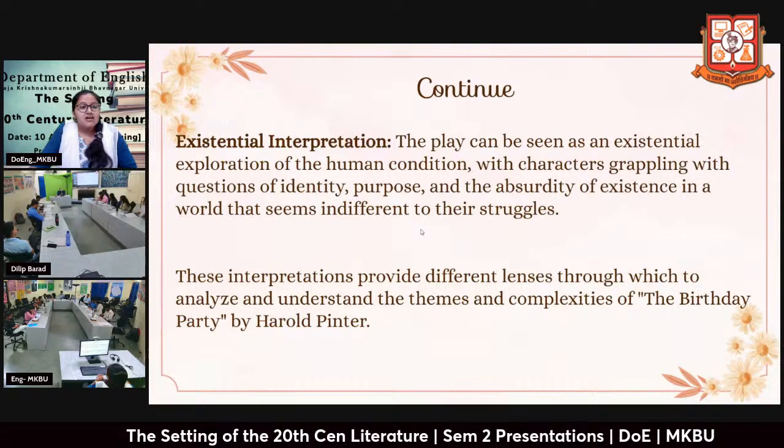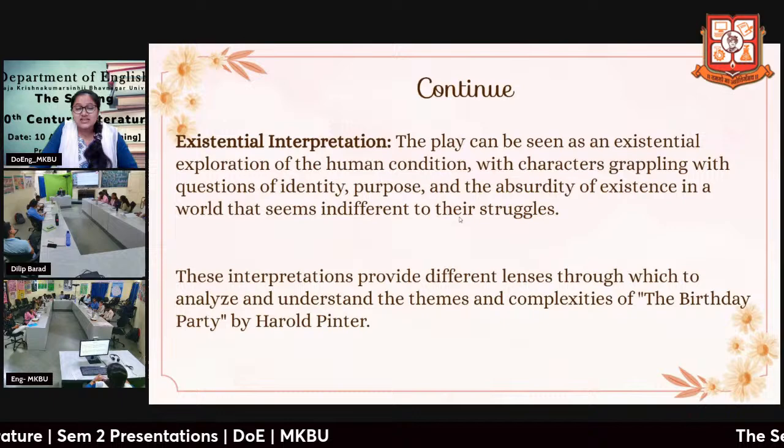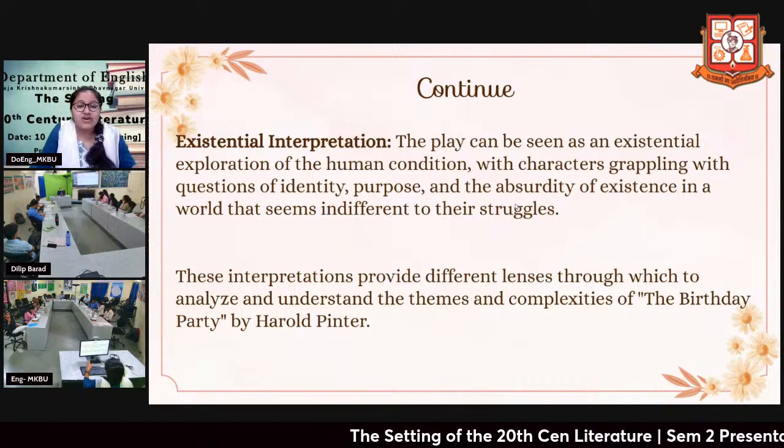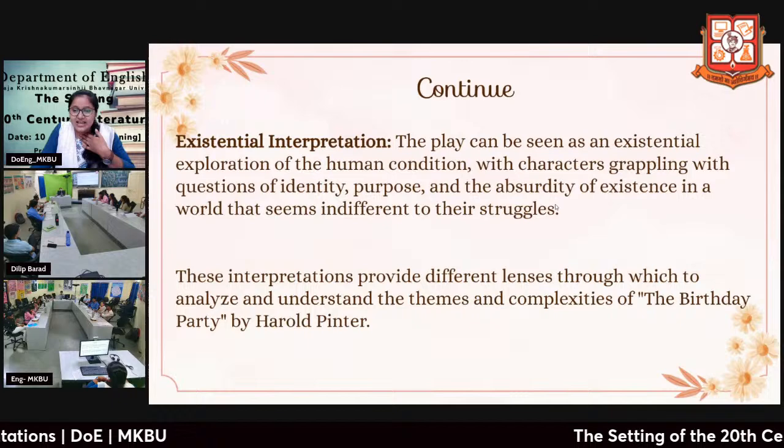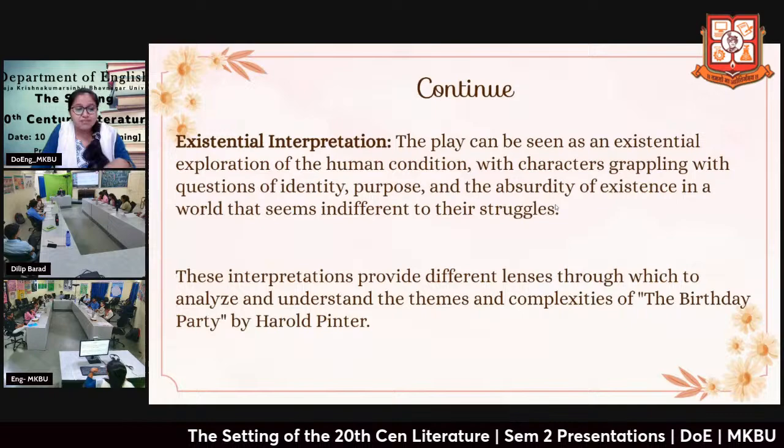Next, existential interpretation. The play can be seen as an existential exploration of the human condition, with characters grappling with questions of identity, purpose, and the absurdity of existence in a world that seems indifferent to their struggles. So, the interpretations provide different lenses through which we can analyze and understand the themes and complexities of the play by Harold Pinter. Conclusion.